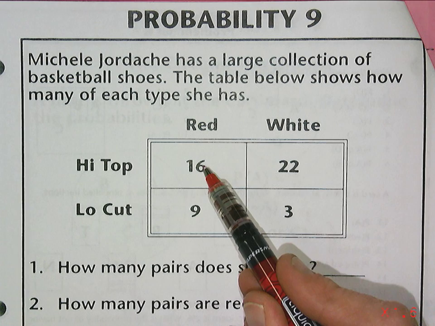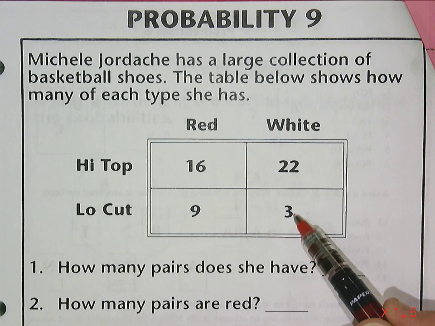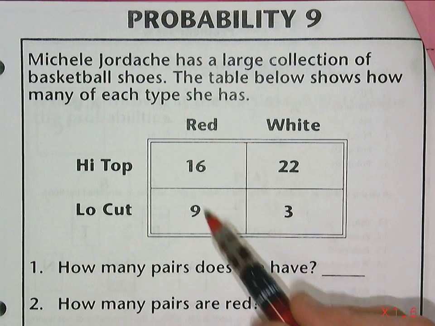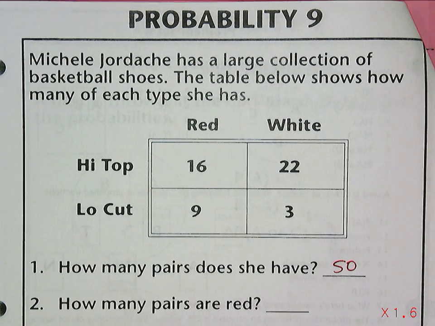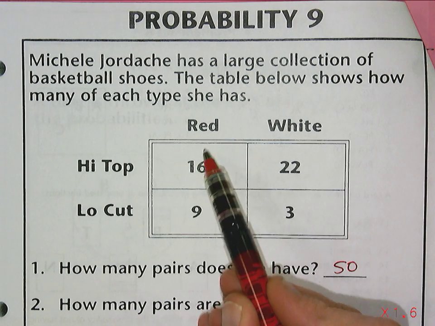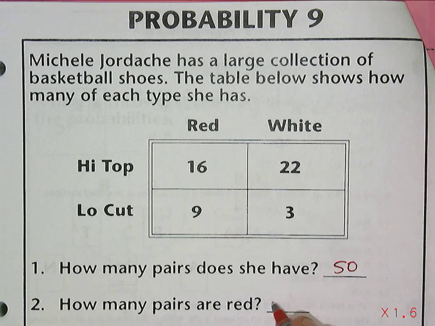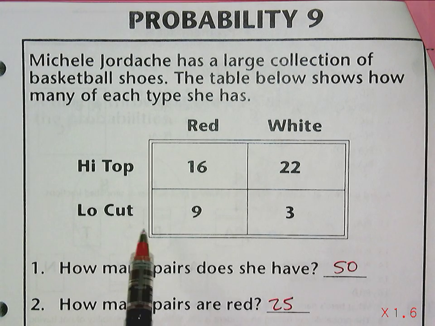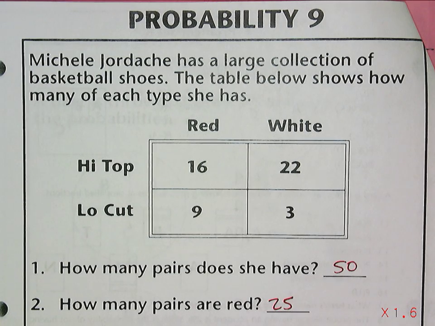So we have 16 of those and 9 of those, so we have 25 here, and 22 and 3 is 25. So altogether it looks like there are 50 pairs of shoes, and that's an important number to get from the beginning, because when we start looking at probability, we want to know how many shoes we have to begin with. And if we look at how many pairs are red, 16 of these and 9 of these, that would be 25 red shoes. And how many are low cut? Just these here, low cut, 9 and 3 is 12 low cut shoes.